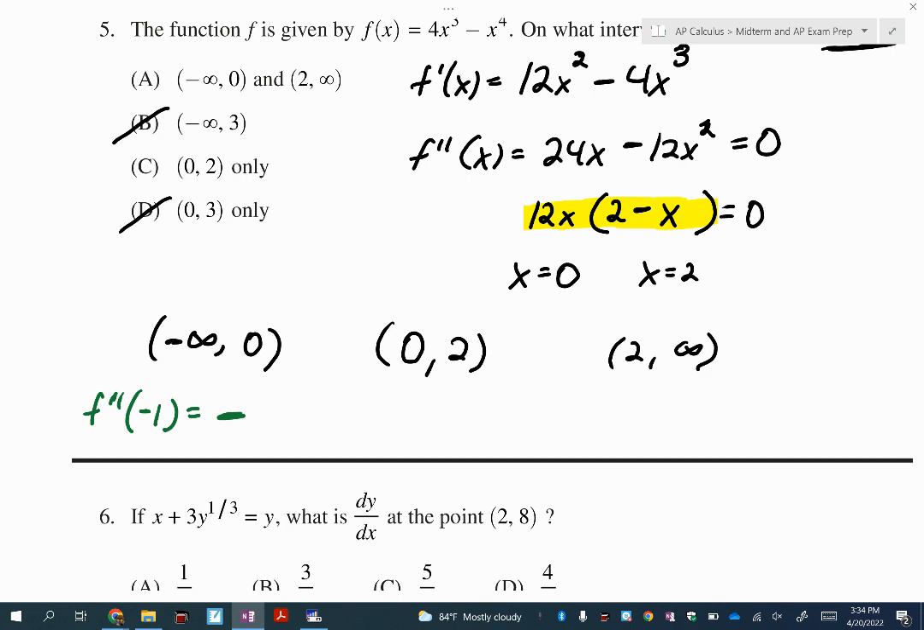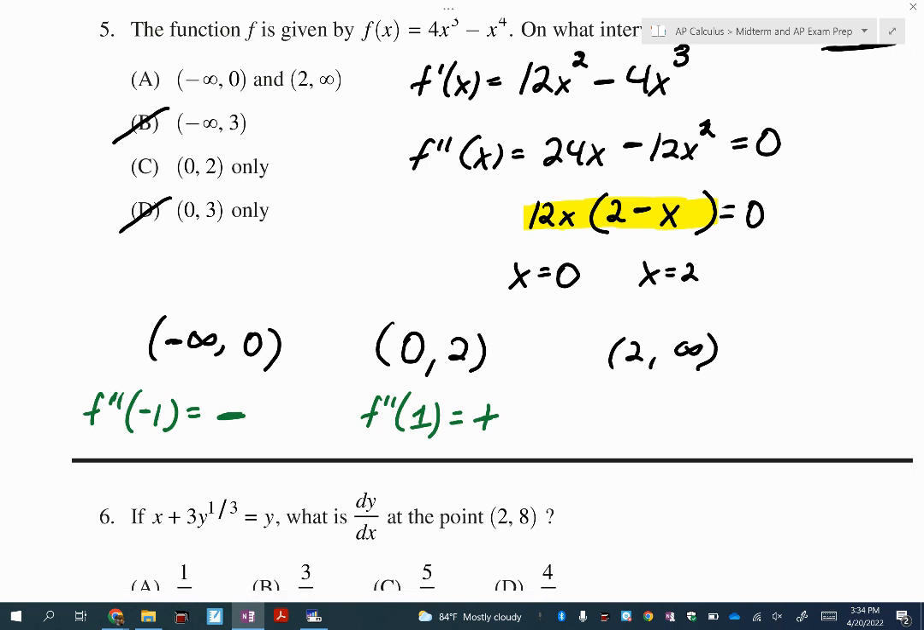What am I going to use for the middle one? Let's do 1. Can't do 0, right? It's got to be in the interval. All right, so I do 1. What's 12 times 1? Positive 12. 2 minus 1? Positive 1, right? So that is a positive. So there's the answer. It's concave up between 0 and 2.